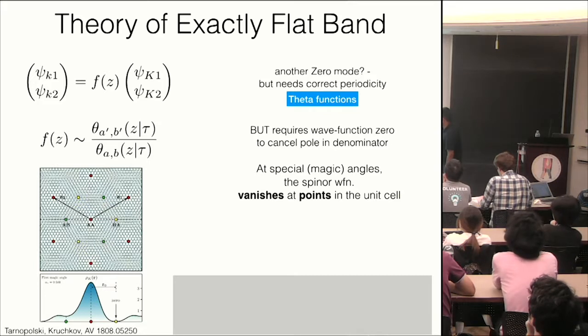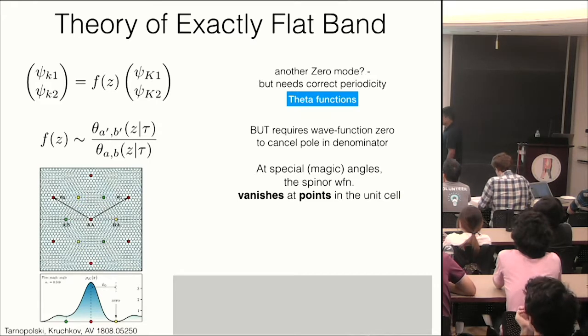Okay, so at these points in the Brillouin zone, in real space. Sorry, yeah. These points in the unit cell. The moiré unit cell. In the moiré unit cell. That's right. So this is the tiny atomic lattice underneath, and this is the moiré unit cell.